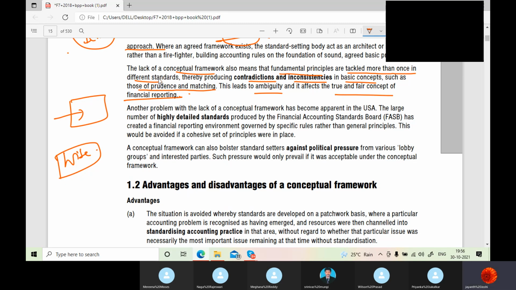So if there is no conceptual framework, that also means the basic principles are tackled more than once in different standards. That means there is more ambiguity and repetitive treatment given to different transactions. For example, they may give similar treatment to a particular thing. That means two transactions would have similar treatment. Then what would happen in that case? There is ambiguity and confusion created, correct or wrong?